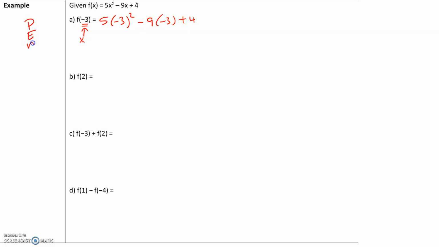Order of operations, PEMDAS. Parentheses: we have parentheses, but it's simplified. So now we go to the exponent. We do the exponent first. -3 times -3 is +9. (-3) squared is -3 times -3, which is +9. So we have 5 times 9 minus 9 times -3 plus 4. One step at a time. In this step, we only do the exponent.